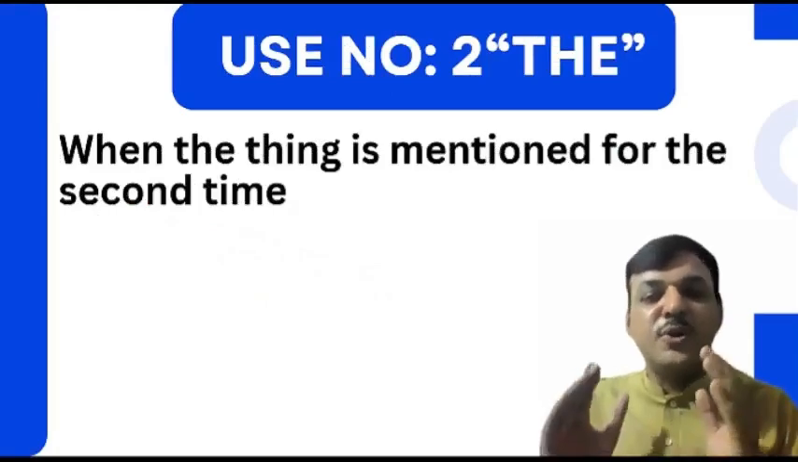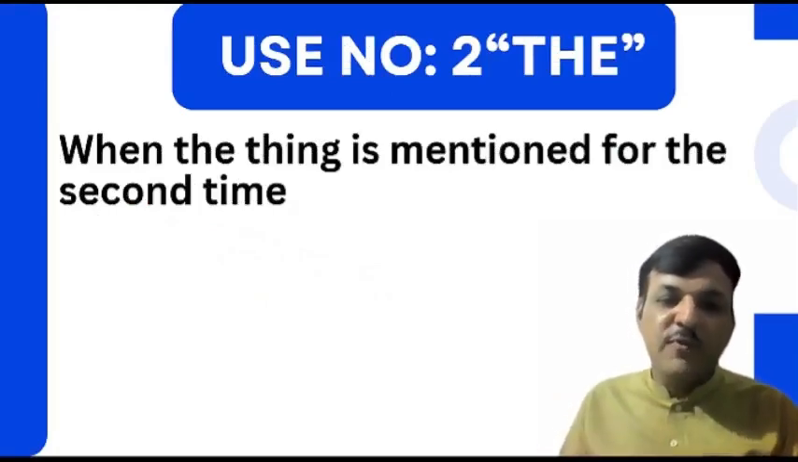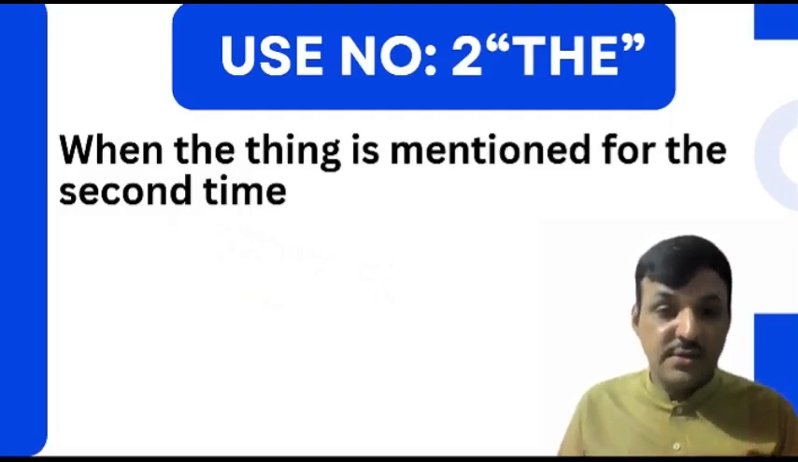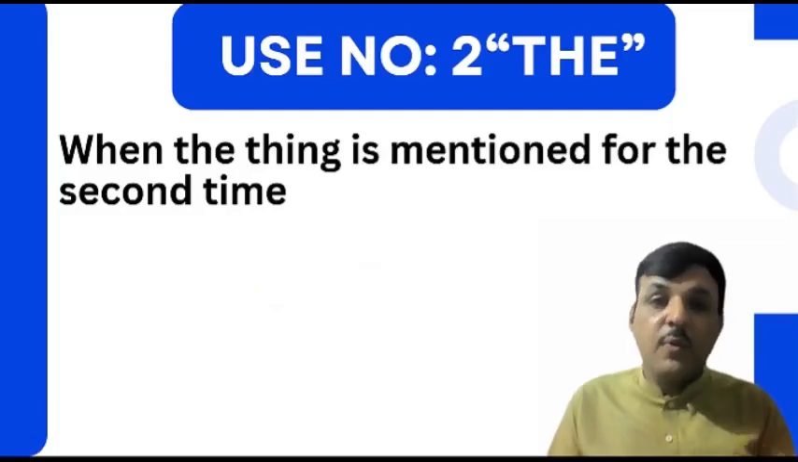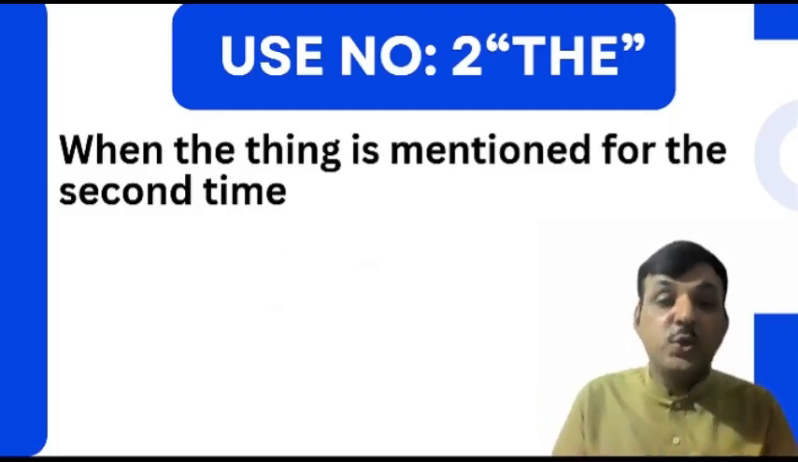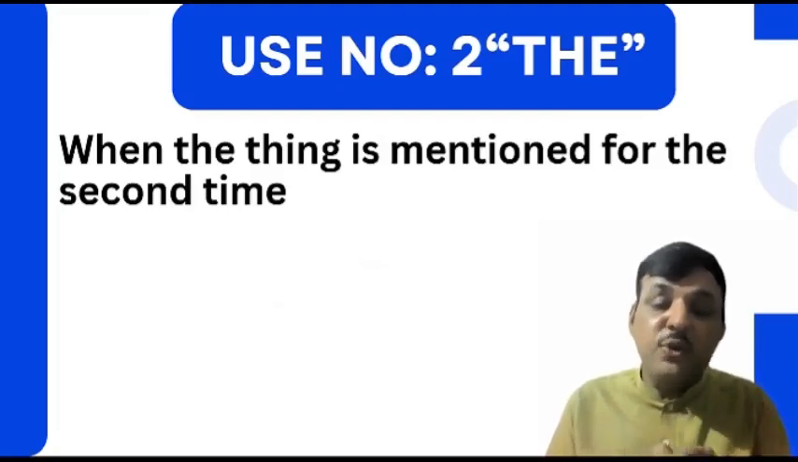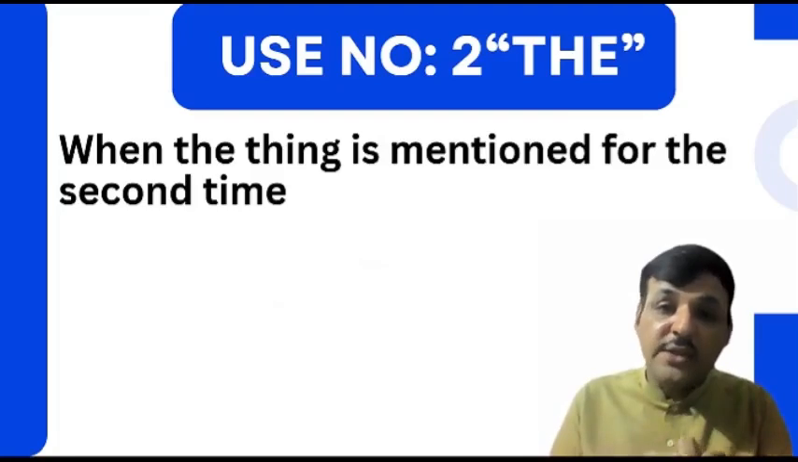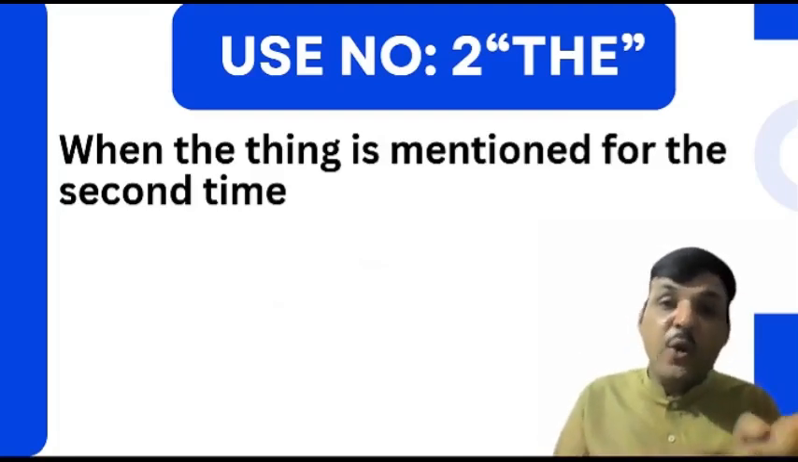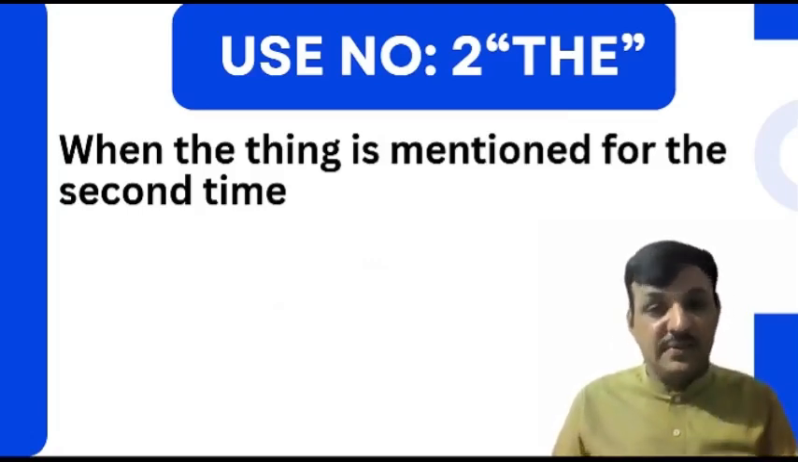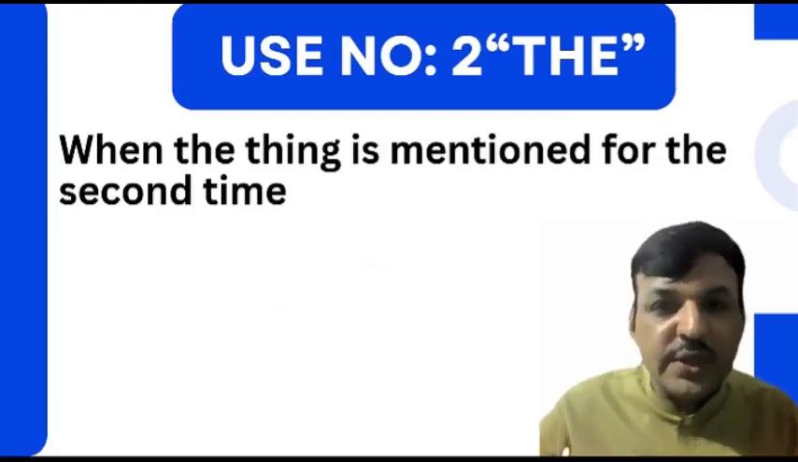Now let's learn use number 2 of "the". "The" is used when a thing is mentioned for the second time. Suppose I say, I saw a cat. The cat was running. In the first sentence, you can notice I used the article "a". I saw a cat. And for the second time, I am using "the" with the cat. For the first time, we use "a" or "an" with the thing, and for the second mention, we use the article "the". So let's go to the example to understand better.